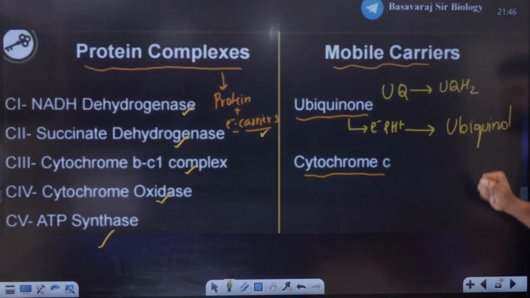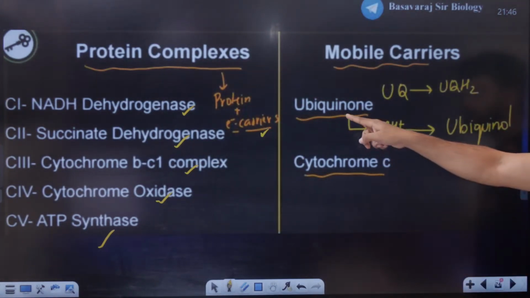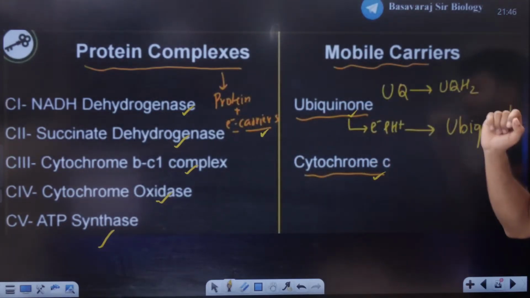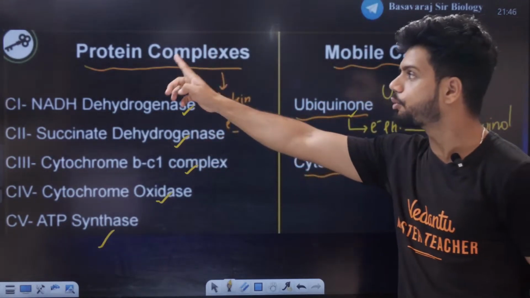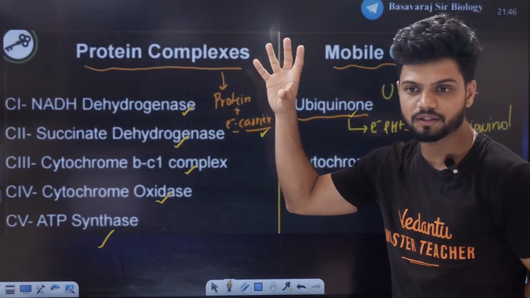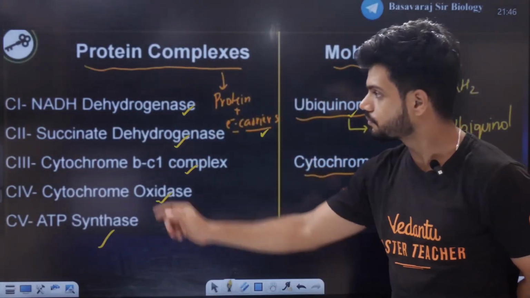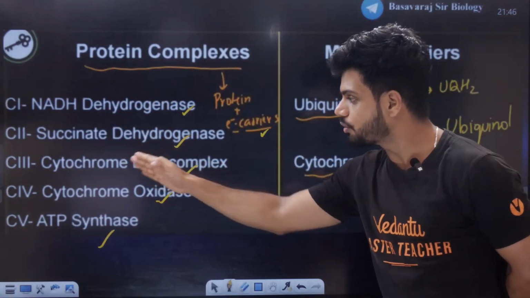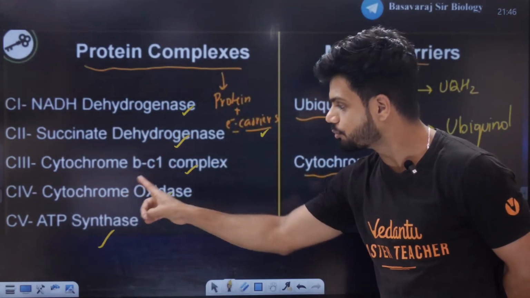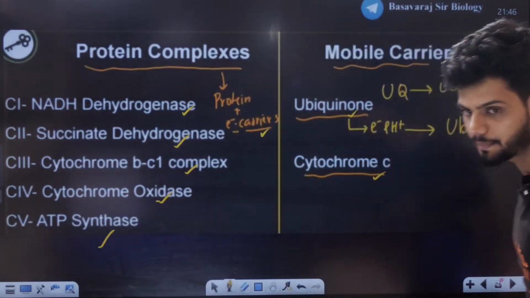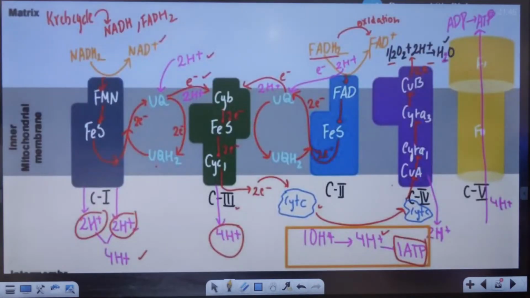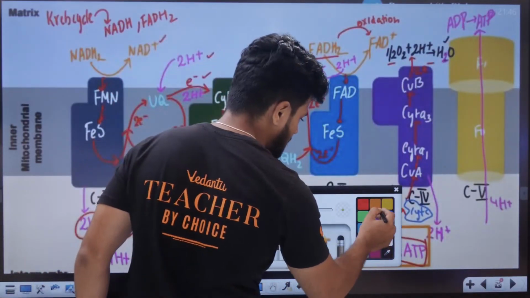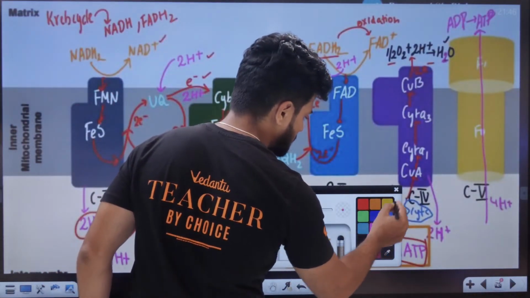Now, what is a mobile carrier? There are 2 mobile carriers. One is called ubiquinone, the other one is called cytochrome C. 2 different mobile carriers, and 5 different protein complexes: NADH dehydrogenase, succinate dehydrogenase, cytochrome BC1 complex, cytochrome oxidase, ATP synthase. Everyone follow me; it is very simple to understand.